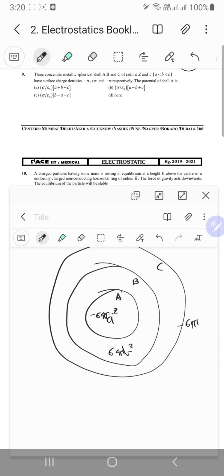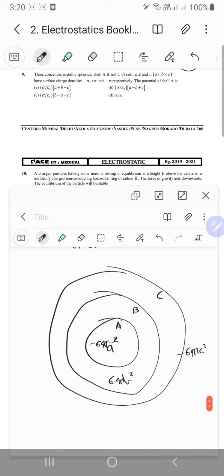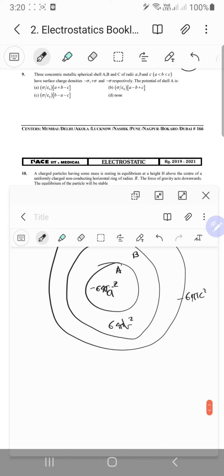What's this? 4 pi c squared. So the thing is that once it comes over here, it's been acting on this, so that's going to be the potential due to this plus the potential due to that. So it's just going to be the sum of all these. That's going to be the potential at shell E.